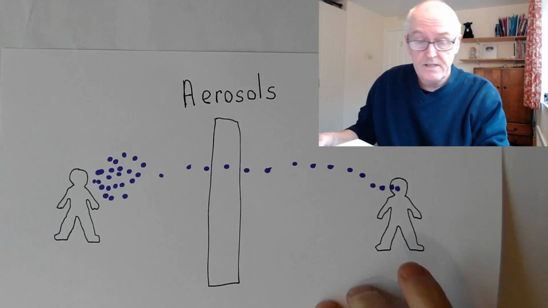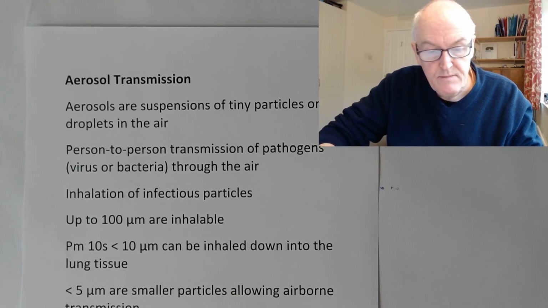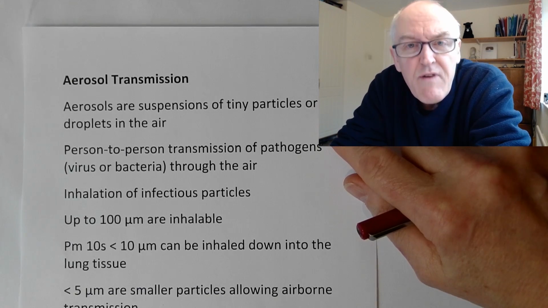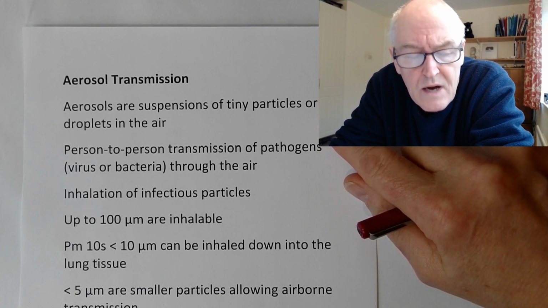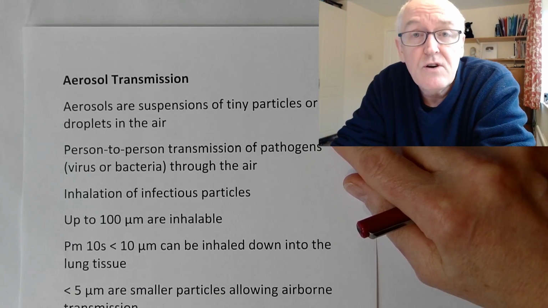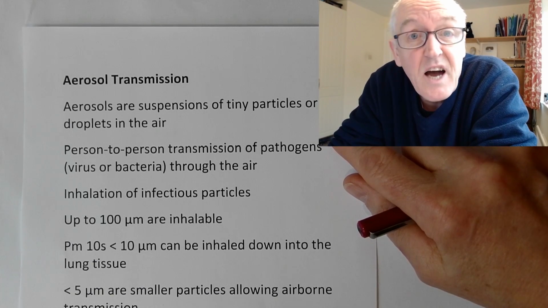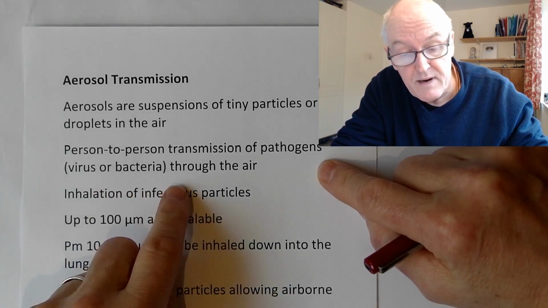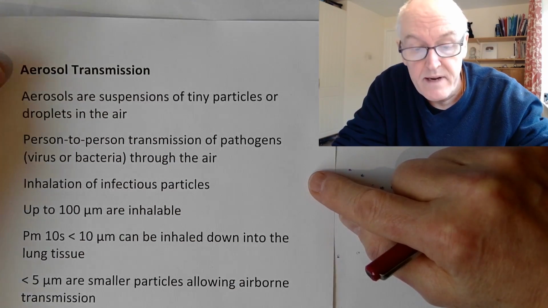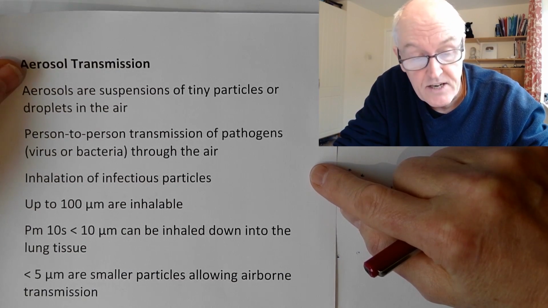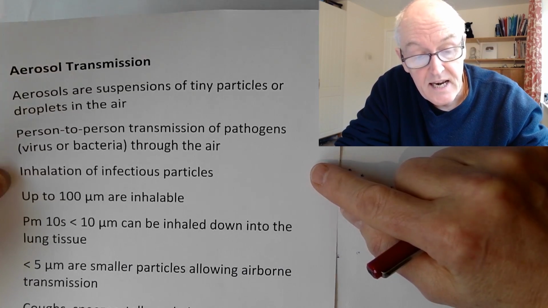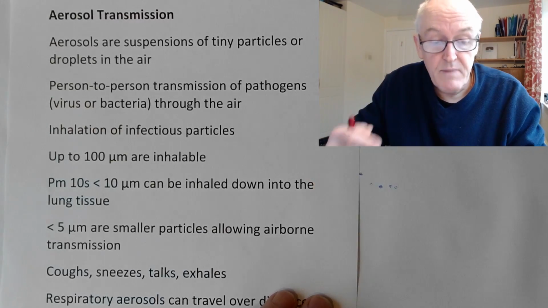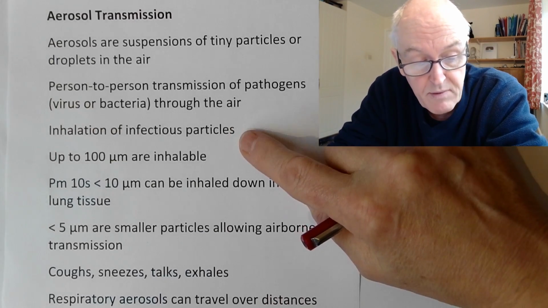But let's look at this in a little more detail now. So when we're thinking about aerosol transmission, aerosols are tiny particles or very small droplets in the air. Whereas a droplet infection involves quite large particles, the aerosol infection spreads in the air as absolutely tiny particles of moisture in the air. So this is person-to-person transmission of pathogens, viruses or bacteria, through the air. This is what we mean by aerosolized infection as opposed to droplet infection. Inhalation of infectious particles: they can go from me, and then they can infect you in these tiny particles.